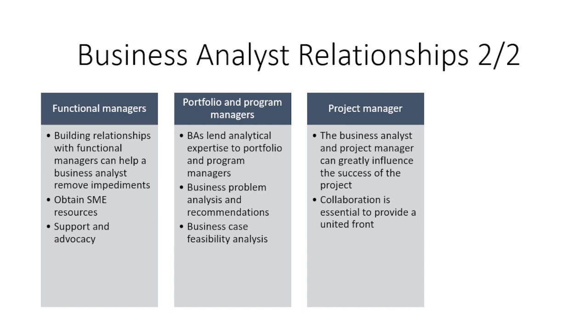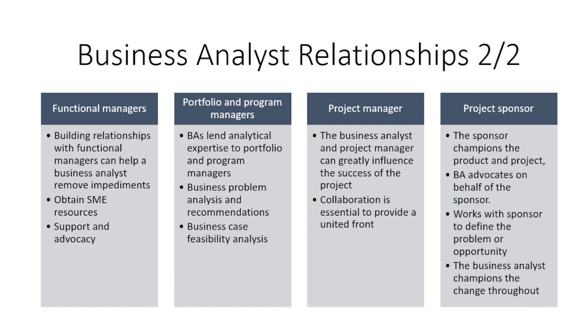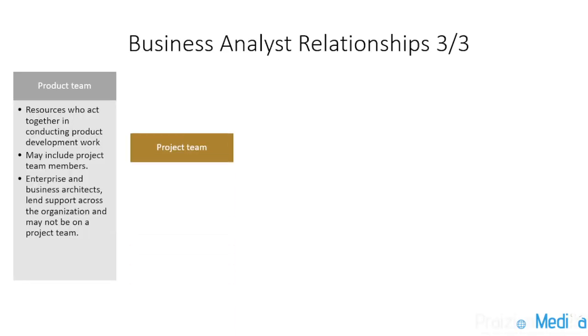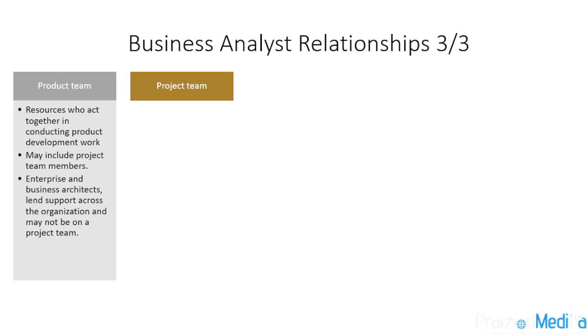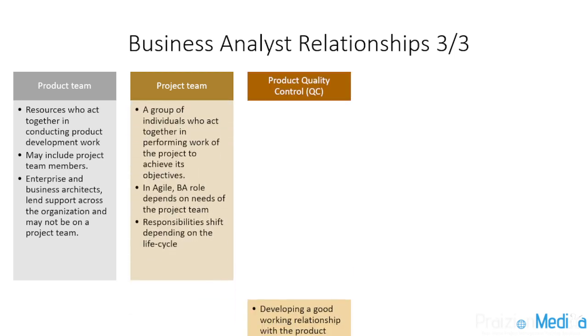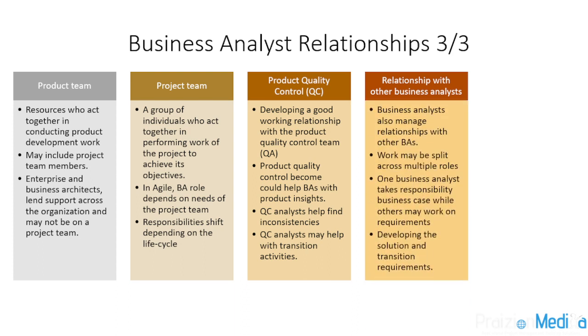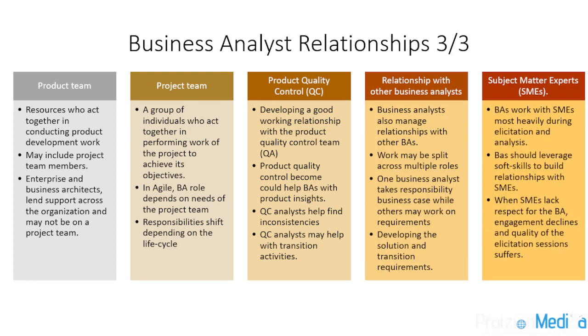The business analyst is like Robin, the project manager is like Batman, and they make the dynamic duo. They're meant to get along together. The project sponsor champions the product and project, so the BA advocates on behalf of the sponsor. Other relationships are with the project team, the product team, product quality control, relationships with other business analysts and SMEs. The bottom line is a lot of interpersonal skills are needed. That's the summary. And you just need to understand the why behind it, the sensibilities.